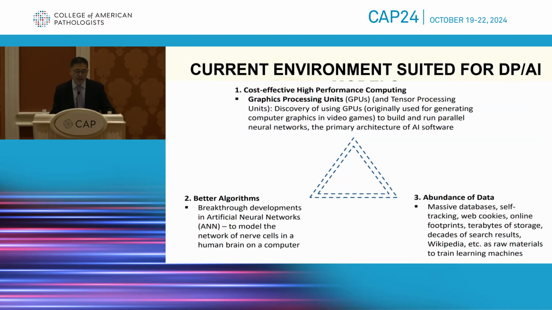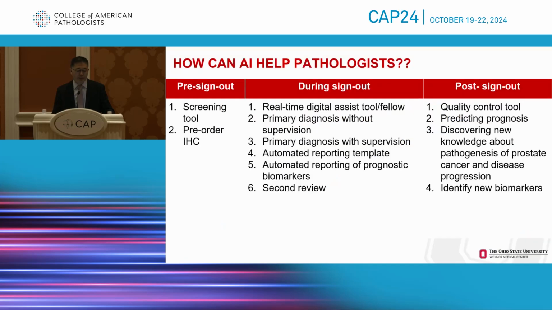material. Currently, as we know, we have an abundance of data in pathology, and the technology has advanced to give us cost-effective, high-performance computing power, those GPUs. So those technologies are available. Right now, we just need better algorithms. We need these algorithms to be able to help us in our routine clinical practice.